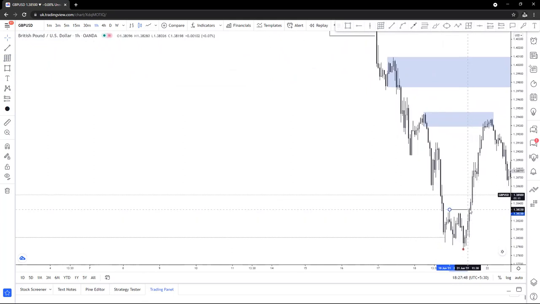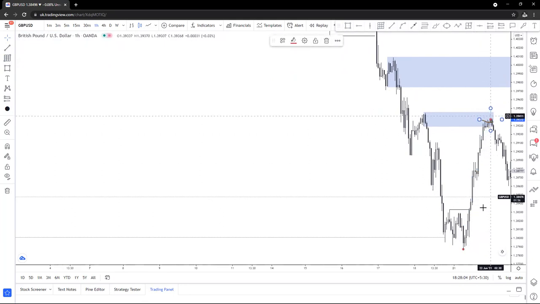Once a break of structure happens, a new trading range will be created. Now, what is our new trading range on the 1 hour? That's why we need to be a dynamic trader. We need to switch time frames. Now, this is our new range from this low to this high.